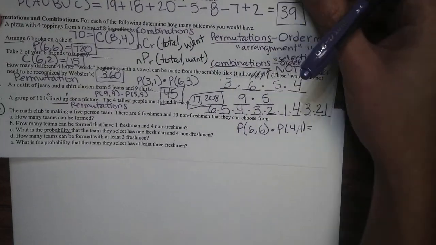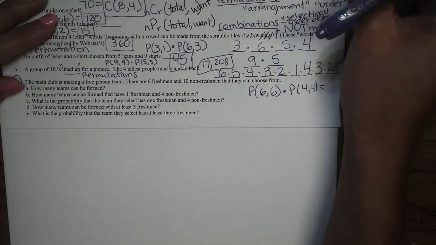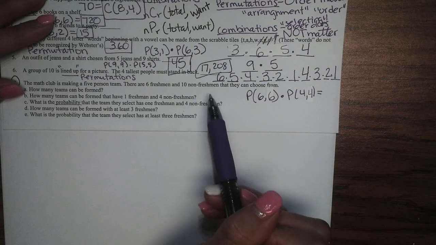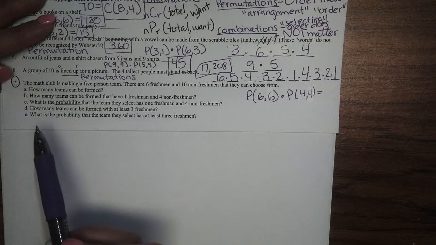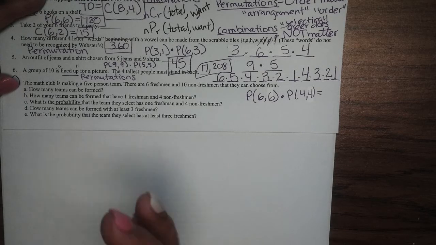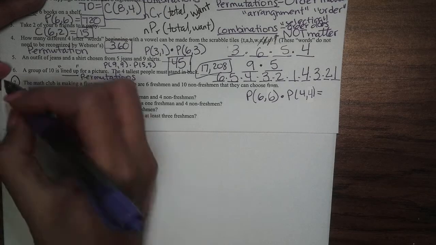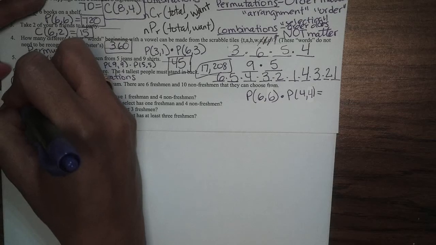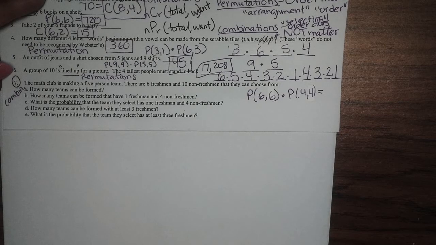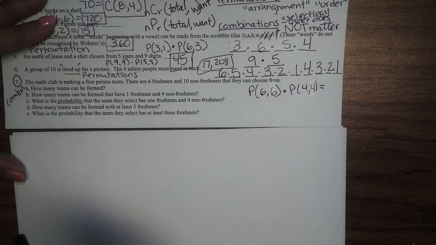The math club is making a 5-person team, because we do actually compete in math, okay? We are state champions. There are 6 freshmen and 10 non-freshmen that they can choose from, because they have to try out. Letter A, how many teams can be formed? Because we're just forming a team, this is considered a combination. This whole thing, number 7, is considered a combination, because we don't care about the order in which we select them, we're still going to have the same team.